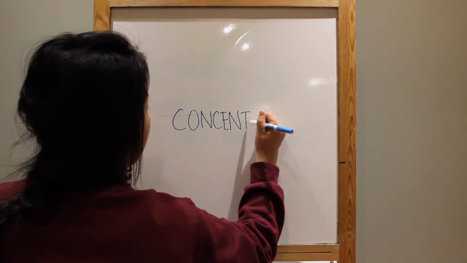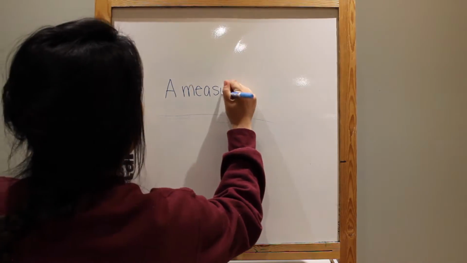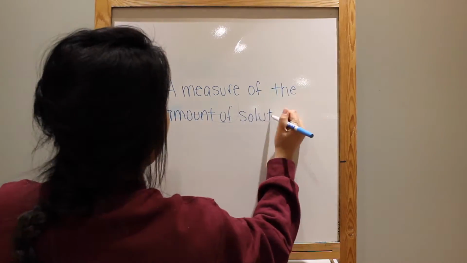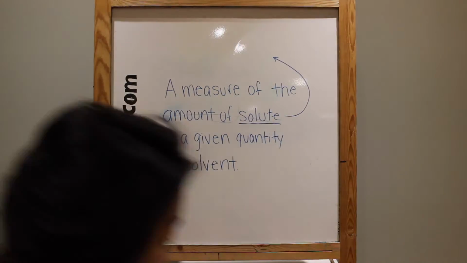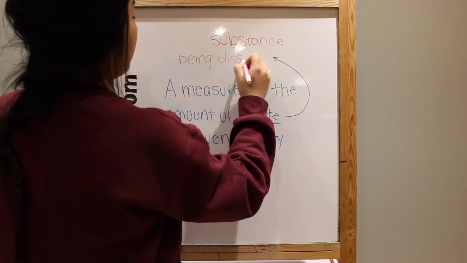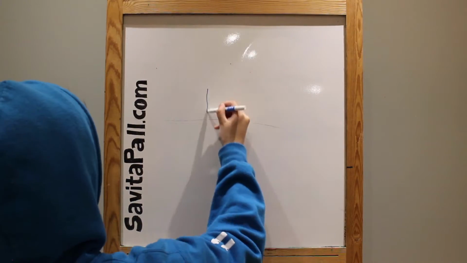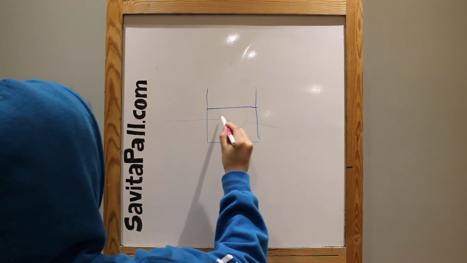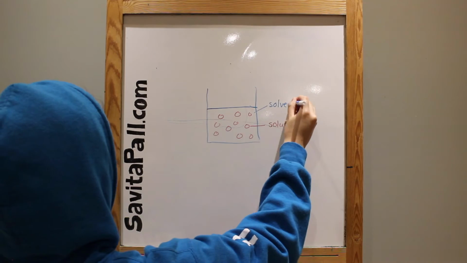Alright, to start off, let's define concentration. The concentration of a solution is a measure of the amount of solute in a given quantity of solvent. This is where solute is the substance being dissolved, and where solvent is the substance doing the dissolving. So for example, here the red molecules represent the sugar, the solute, whereas the surrounding area is the solvent, water.